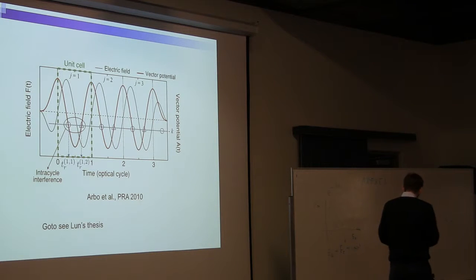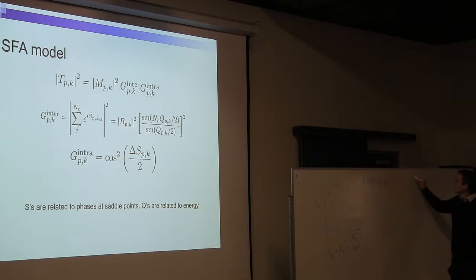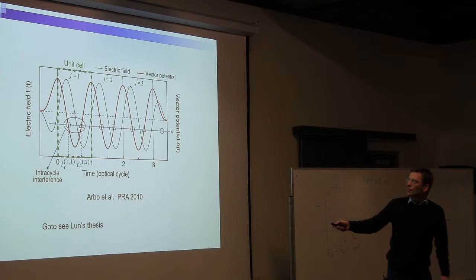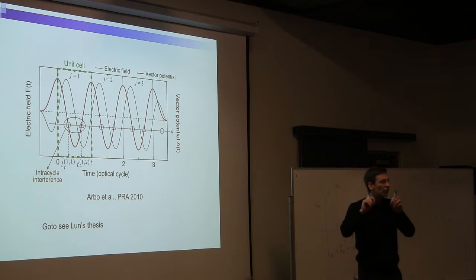in this so-called, there's another word that is often used, in this so-called simple man model. You say that the final momentum of an electron ionized at time t_I, for example, is obtained by the integral over the electric field like this. So you just neglect everything else. And what is this? This is nothing else but minus the vector potential. That means that these two values here of the vector potential contribute to the same momentum. They should be added coherently.